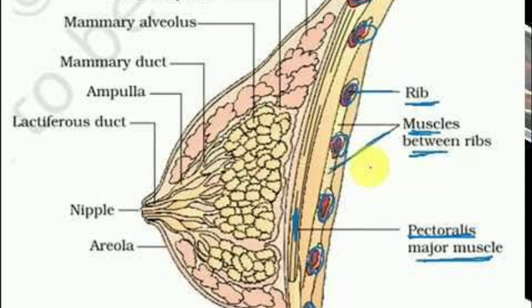What is the function of the cells of alveoli? The cells of alveoli secrete milk, which is stored in the cavities or lumen of alveoli.